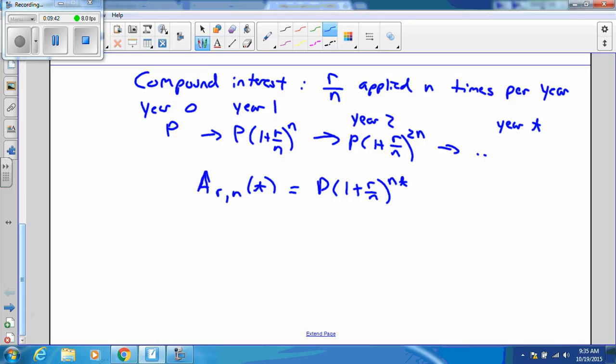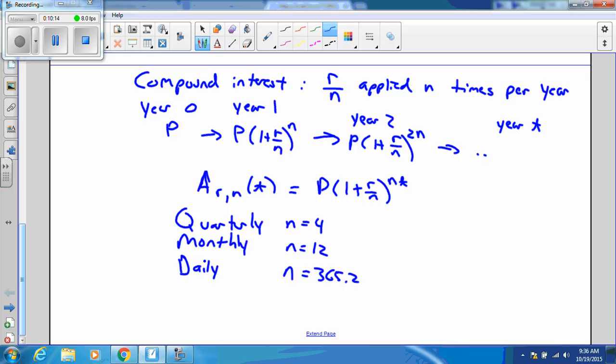And common applications are what we call quarterly interest. So quarterly is where N is equal to 4, and we're applying it every 3 months. Monthly is common, N is equal to 12, and banks that have really liquid accounts do daily. By liquid, I mean you can walk in and take your money out at any time and not pay a penalty for that. So daily would be N equals 365.25. Banks are very particular.